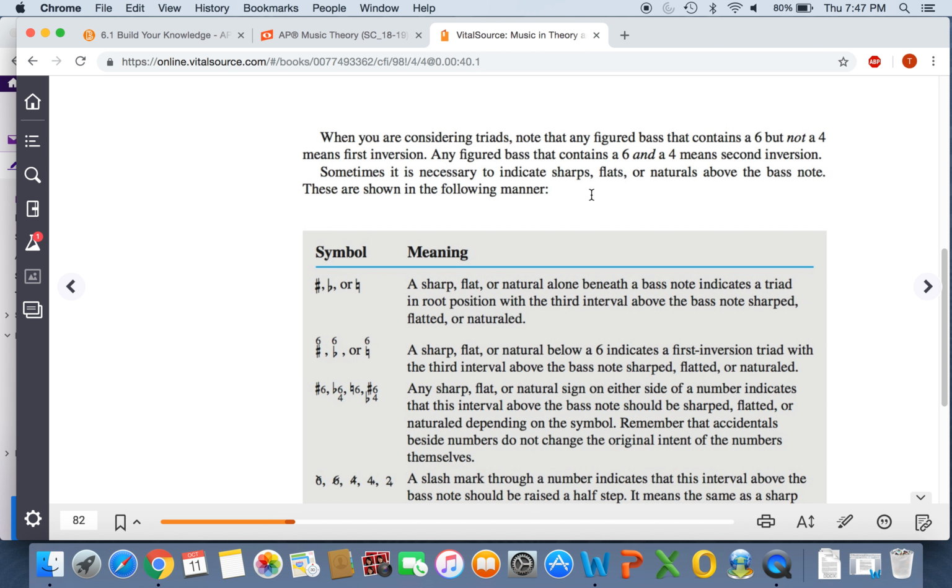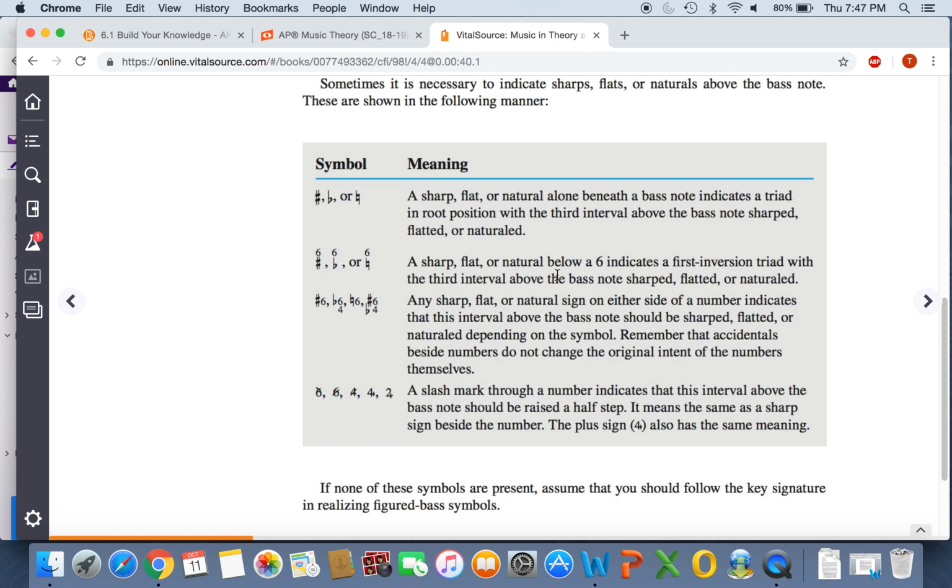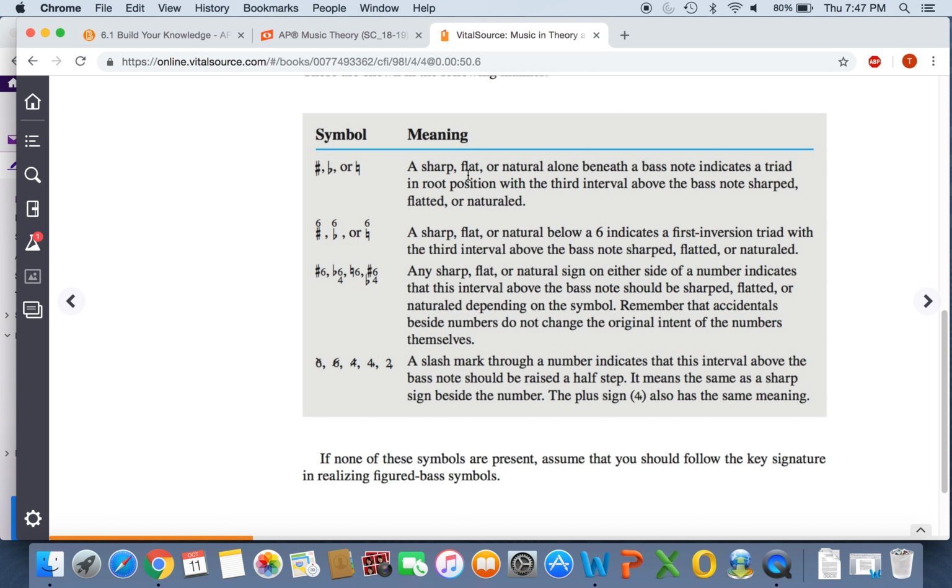When you are considering triads, note that any figured bass that contains a 6 but not a 4 means first inversion. If it's 6 and 4, it's second inversion. Then there's more stuff. Okay, first you got to master that. Root, first inversion, second inversion.